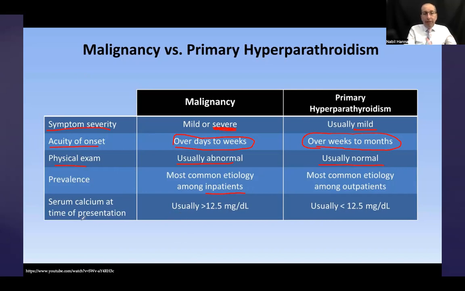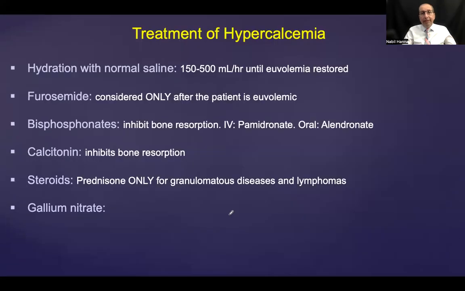When we do numbers, the serum calcium, when it is increased by malignancy, it usually exceeds 12.5. You remember the normal level is up to 10.2. When it exceeds 12.5, that's usually malignancy. When it is somewhere between 10 and 12.5, this is the primary hyperparathyroidism. The most important thing I want you to know about treatment of hypercalcemia is hydration. Hydration with normal saline.